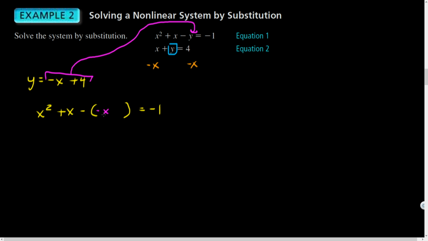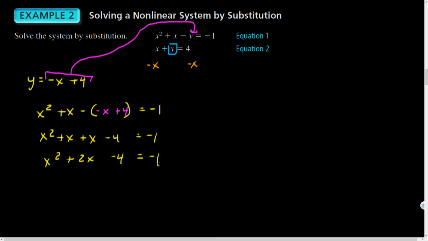Look out, look out. Negative x plus 4. Let's distribute: x squared plus x. Distribute the minus sign. Double negative becomes positive, and negative 4 equals negative 1. So x squared plus 2x minus 4 equals negative 1.